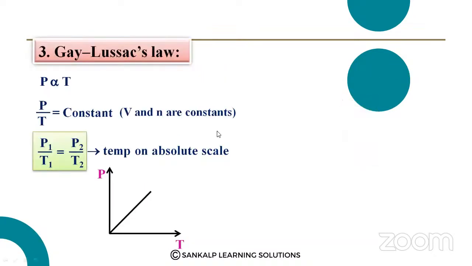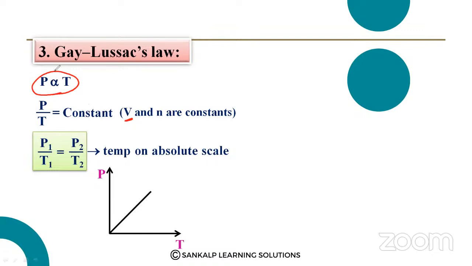Next is Gay-Lussac's law. So what is kept constant here? Volume is kept constant. At constant volume, what happens? The pressure of a fixed amount of gas varies directly with the temperature. So pressure is directly proportional to temperature, at a fixed amount of gas when you keep volume constant.